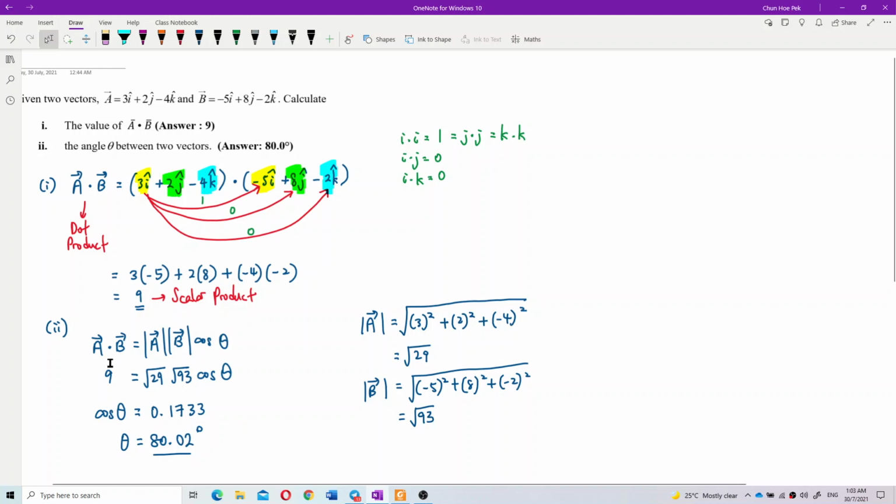So it's very simple. The dot product equals magnitude of A multiplied with magnitude of B cos theta, using the Pythagoras theorem for the magnitudes, and then we can find the angle theta between them.